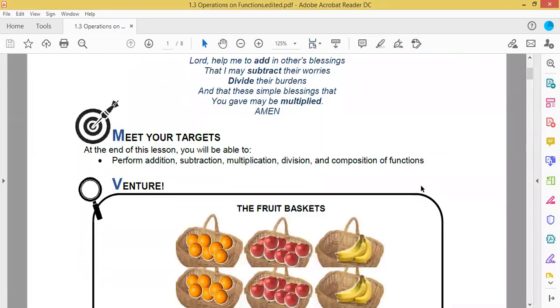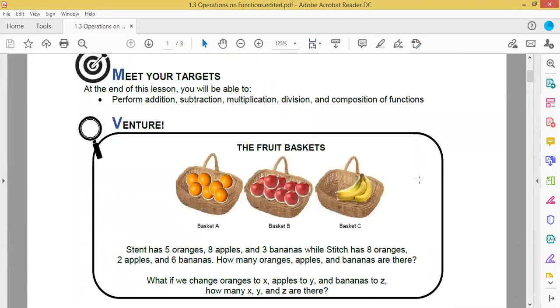functions. Now, for example, about the fruit baskets. Stan has 5 oranges, 8 apples, and 3 bananas, while Stitch has 8 oranges, 2 apples, and 6 bananas. How many oranges, apples, and bananas are there?